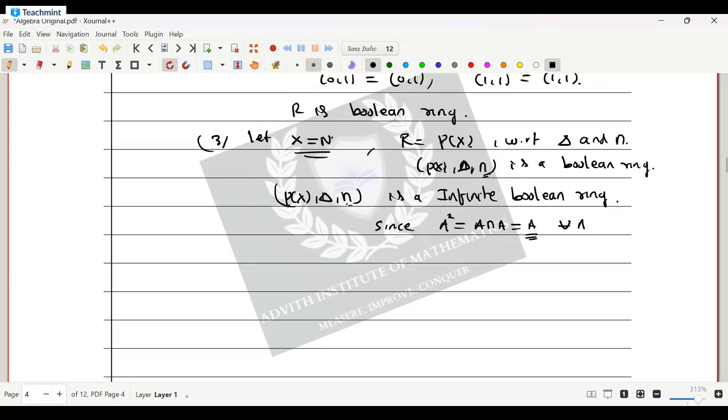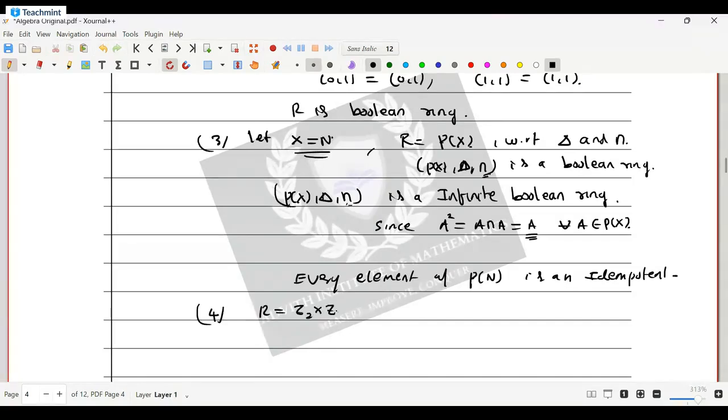So this is true for every A belongs to power set of X. Therefore, every element of power set of N is an idempotent. So therefore, it is a Boolean ring. And another example for infinite Boolean ring, suppose R is equal to Z2 cross up to infinite times, is also an infinite Boolean ring.